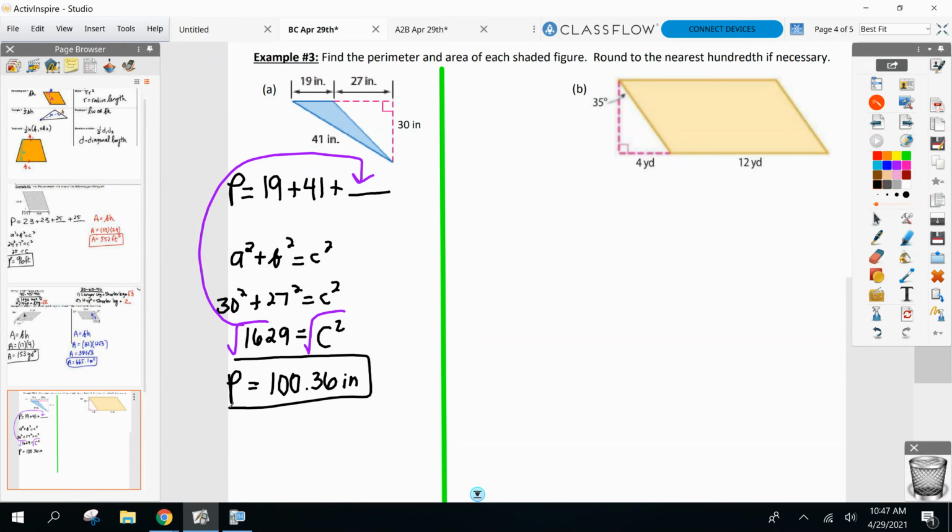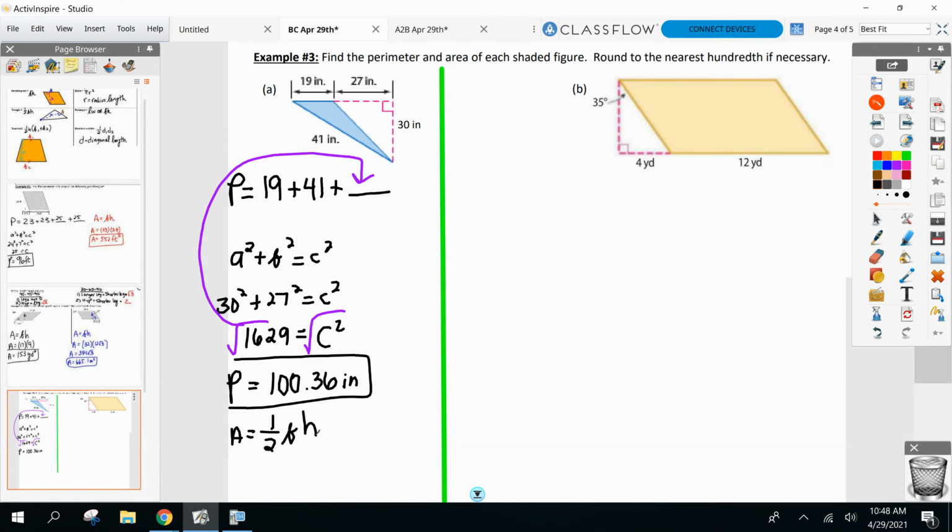Okay. What about area? How many of you are just doing base times height right now? I know we've done parallelograms. It's a triangle. It's a triangle. Get your mind right. 1/2 base times height. You guys have everything you need right now. You just got to pick out what's the base and what's the height.